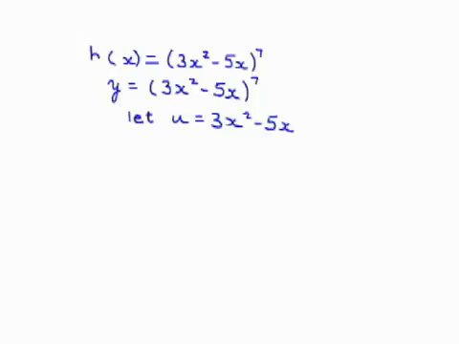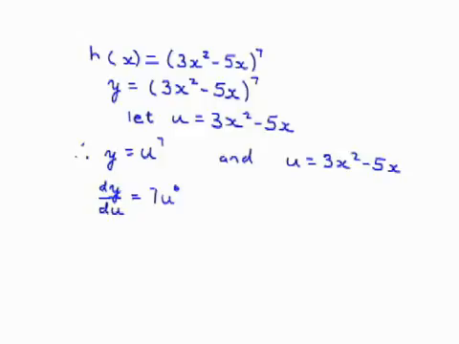What that does is it creates two functions here. One function is y equals u to the 7th, and the other function is u equals 3x squared minus 5x. If I take the derivative of the first function, y equals u to the 7th, that derivative would be called dy du and would result in the expression 7u to the 6th. When I take the derivative of the other function, u equals 3x squared minus 5x, its derivative would be called du dx, and it would produce the expression 6x minus 5.